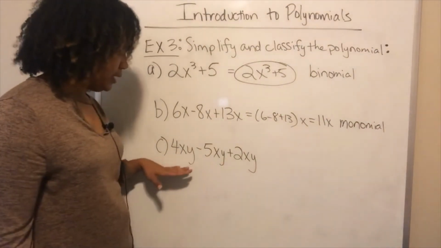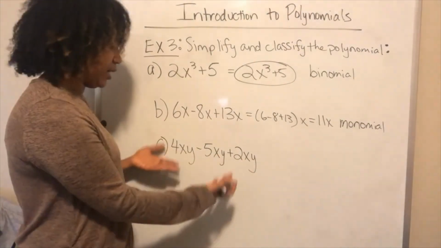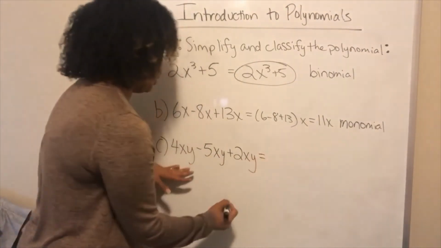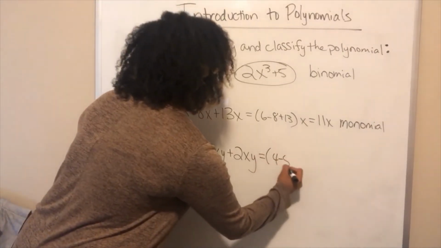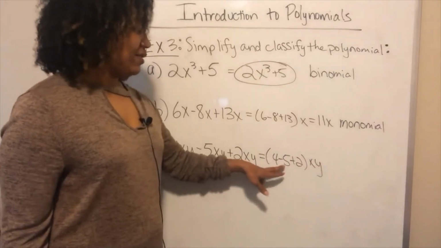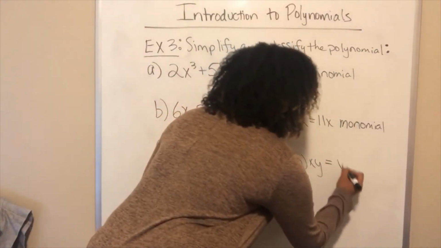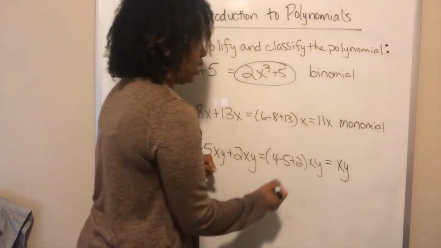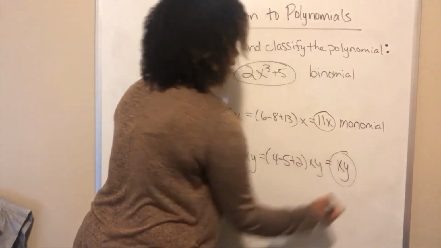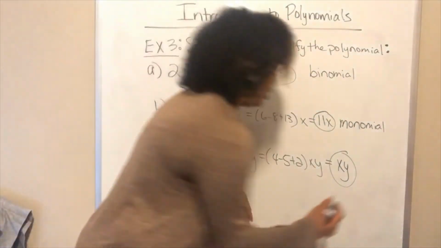And then on part C, we have 4xy minus 5xy plus 2xy. All of these have an xy. So these are all considered like terms. So that would be 4 minus 5 plus 2xy. 4 minus 5 is -1. -1 plus 2 is a +1. So this will be a +1xy, which we just write xy. Again, that has only one term, and that is also considered a monomial.